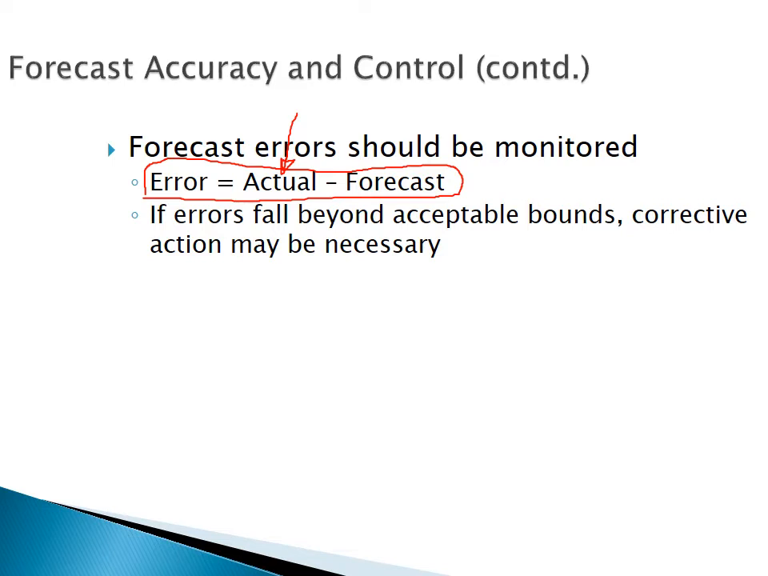So if error is low, it is acceptable. If it is beyond certain bounds, it is not acceptable. So it can be an acceptable forecast within acceptable bounds, or it can be beyond that. In that case, we have to make the forecast again.